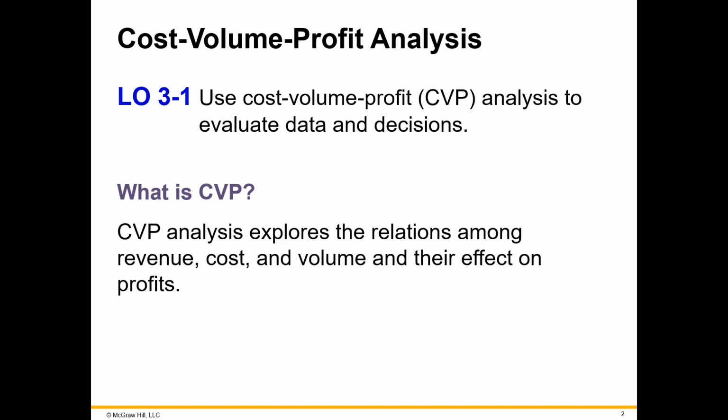In prior chapters, we calculated the break-even point, which is profit at zero, depending on the amount of units sold or the amount of revenue earned. And so we didn't know it at the time, but we were already doing CVP analysis. It's just a fancy term for the name of the formula that we've already been using.